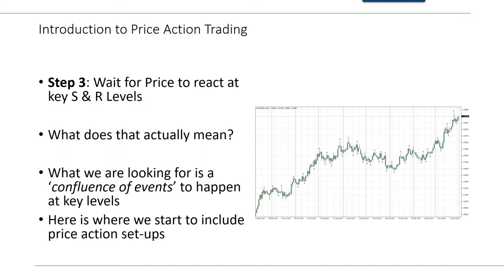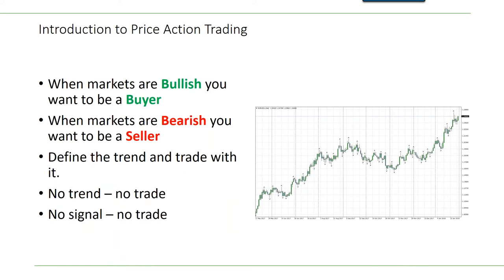So step one was to draw on our levels of support and resistance. Step two, define the trend. And as I said, if the trend isn't leaping off the page yet, there probably isn't one, and so the price is consolidating. For the introduction to price action trading, we just want to be looking for charts that have a nice trend.